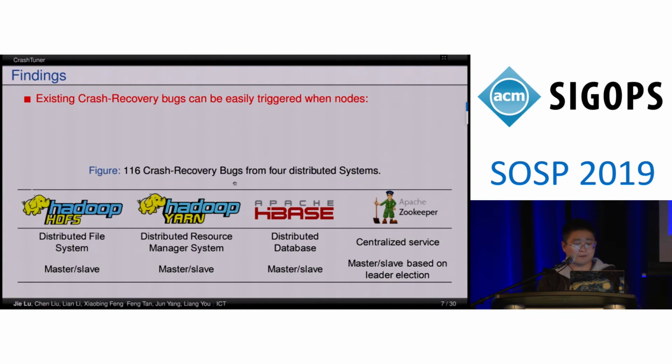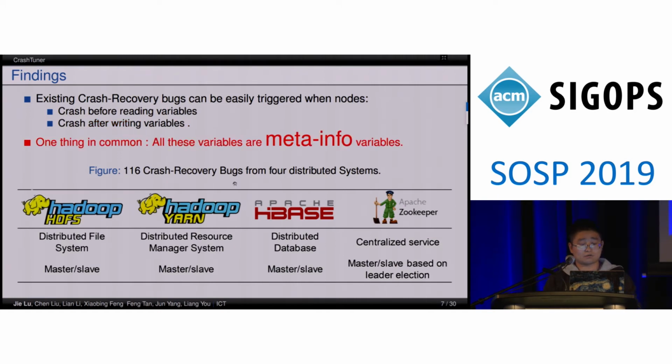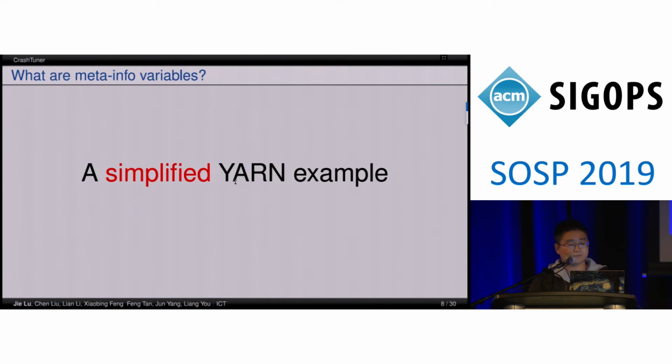First, we performed a crash recovery bug study. We found that existing crash recovery bugs can be easily triggered when nodes crash before reading variables or crash after writing variables. We also found that all these variables have one thing in common. They are all meta-info variables.